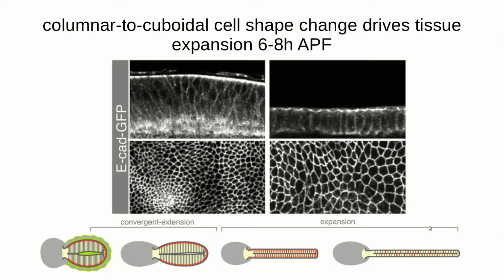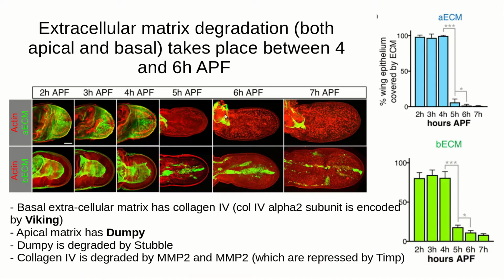So during the expansion, between 6 and 8 hours after pupae, cells change their shape from columnar to cuboidal. So in the beginning you have these cells that are very tall, and the tissue undergoes convergent extension, and they are still very tall, and then they just become flatter. So as a result, their apical area becomes bigger, so they increase their area, and isotropic growth takes place. So why do these cells undergo this columnar to cuboidal transition?